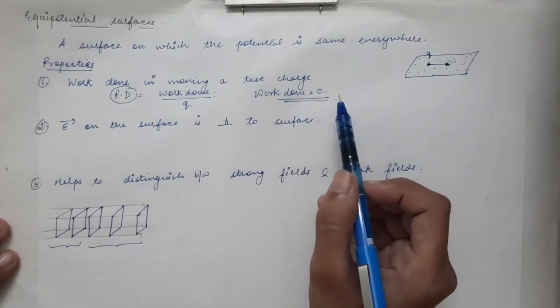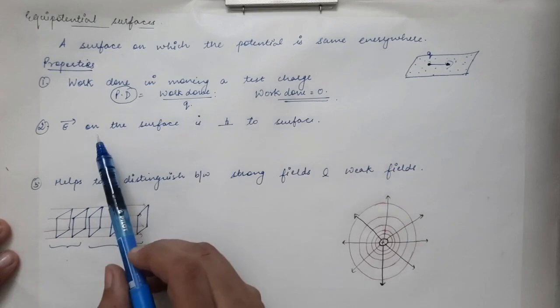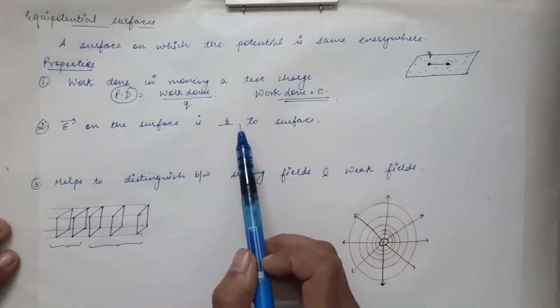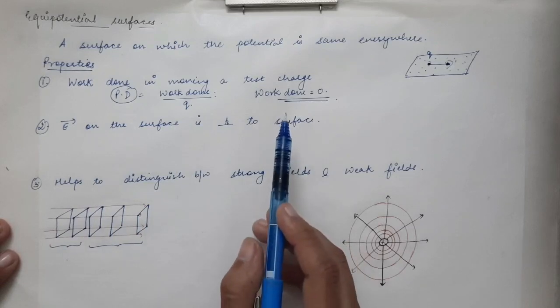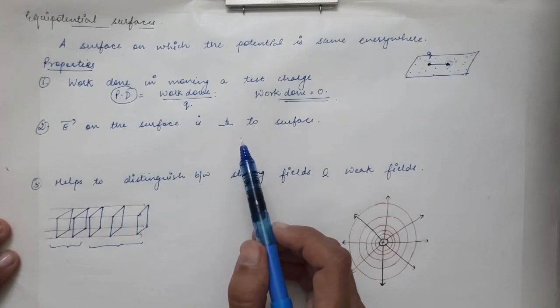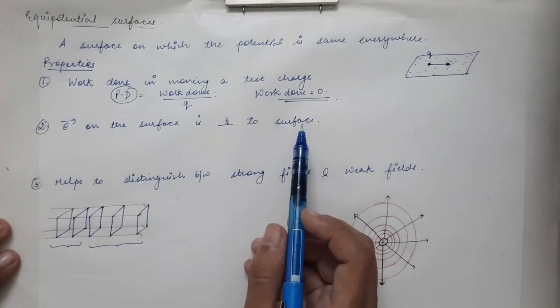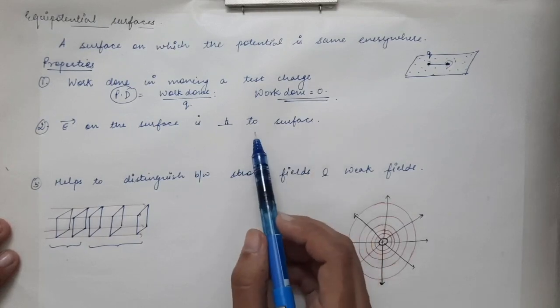Now the second property is that the electric field on the equipotential surface is always perpendicular to the surface. So electric field is always perpendicular to the equipotential surface. So that's the next property. Now how is this possible?